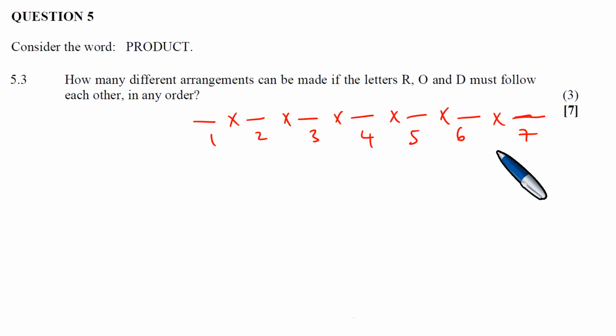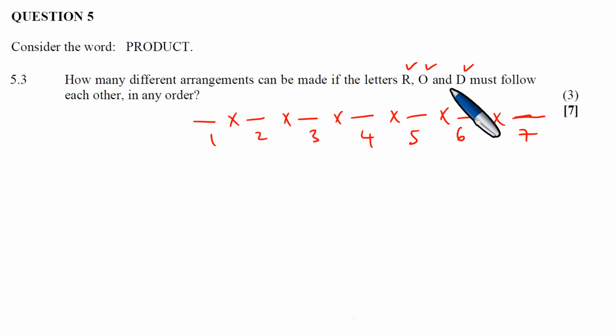How many different arrangements can be made if the letters R, O, and D must follow each other in any order? What do we have? We can have a couple of cases where they follow each other. In what ways can we arrange these letters such that they follow each other? First, we need to organize these letters so that they follow each other.